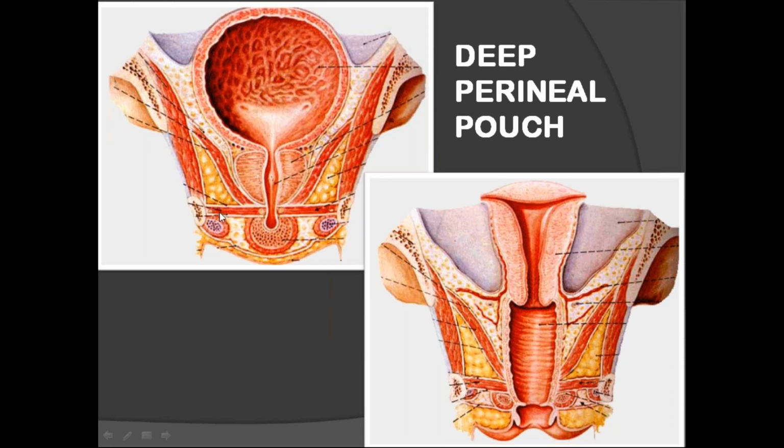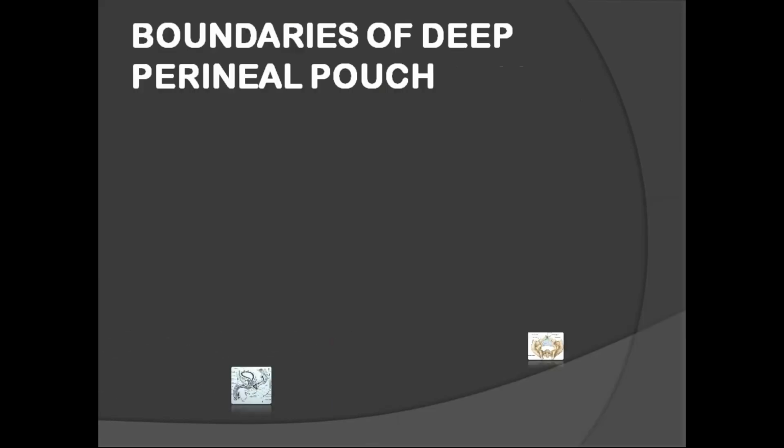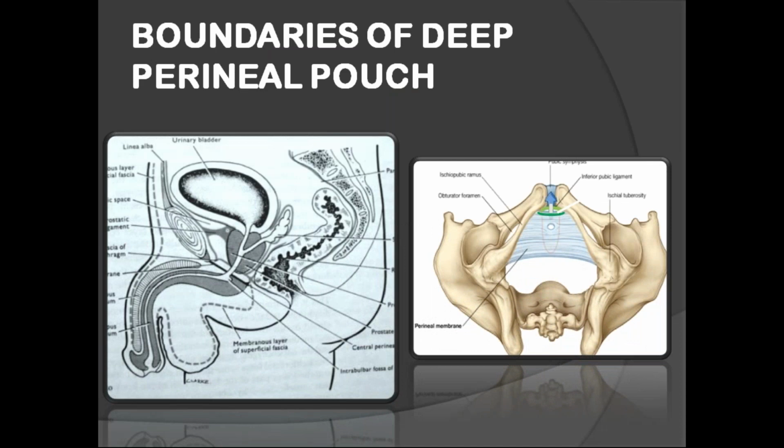Next, here this is the ischial tuberosity, and this is the superficial perineal pouch. Similarly, here also the ischial tuberosity, and here identify the deep perineal pouch. Here is the levator ani muscle. So the uterus continues as the vagina, right? The deep perineal pouch is situated above the perineal membrane. So, the boundaries of the deep perineal pouch.